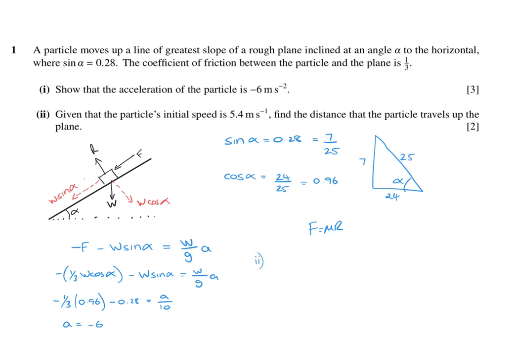For part 2, we're going to use SUVAT. u is 5.4 from the question, v is 0 because it's when the particle stops moving, and a is what we worked out in part I. So I'm going to use v squared equals u squared plus 2as and substitute these values in. Rearranging is going to give us s is equal to 2.43, and that is our distance.